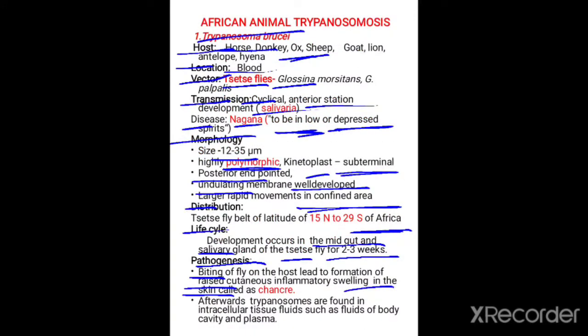This is about Trypanosoma brucei. This is an African Trypanosoma. Host range is horse, donkey, ox, sheep, and the vector is the tsetse fly, Glossina. And this is generally called Nagana. Try to remember these points.